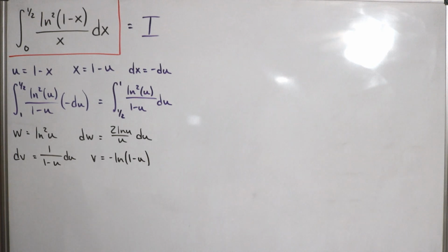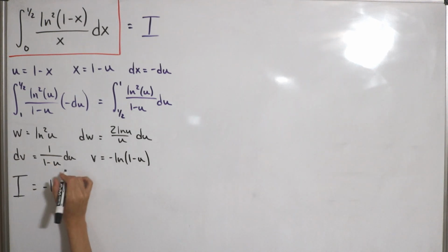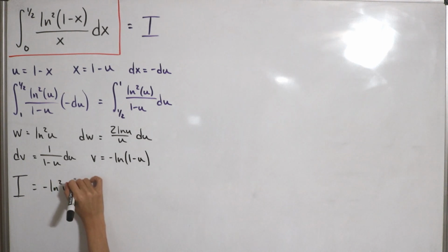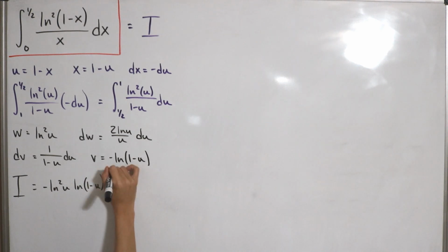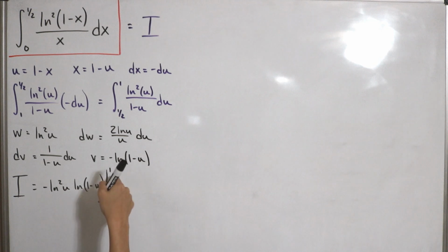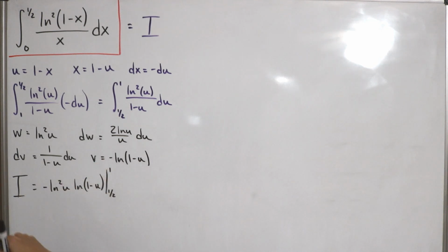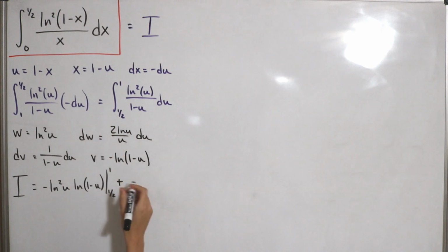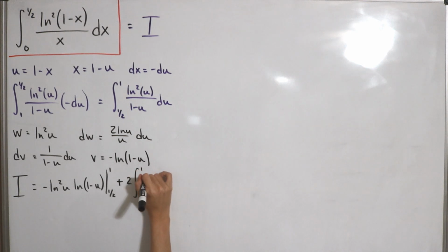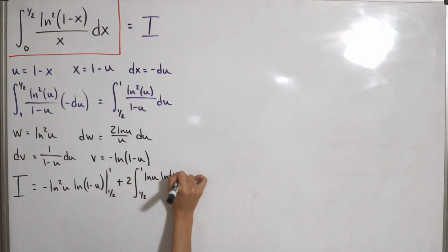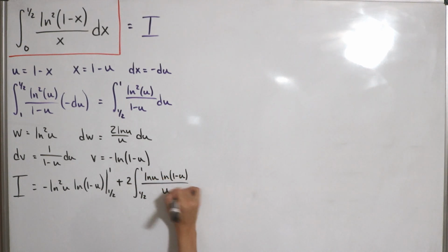Now we put this back together to get our new simplified I. So I is now equal to w times v, which gives us negative ln square of u multiplied with ln of 1 subtract u, and then we evaluate for our bounds from 1/2 to 1. Then subtract, but don't forget that I have a negative over here, so I'll factor that out, and that will become a positive. There's a 2 over here, so I'll factor out that constant. So we have 2 times the integral from 1/2 to 1 of ln of u multiplied with ln of 1 subtract u, all divided by u, then du. Let's start off with one thing at a time and calculate our bounds.